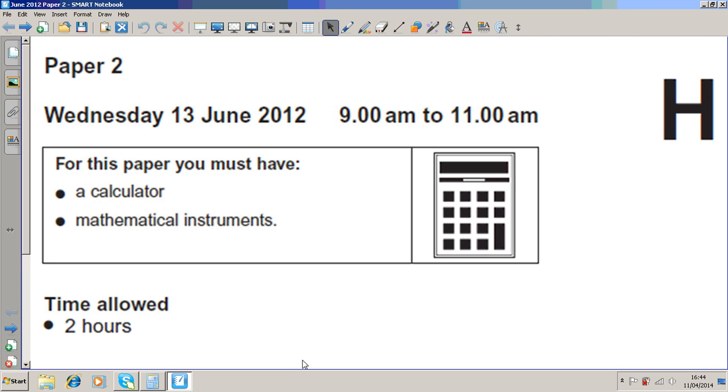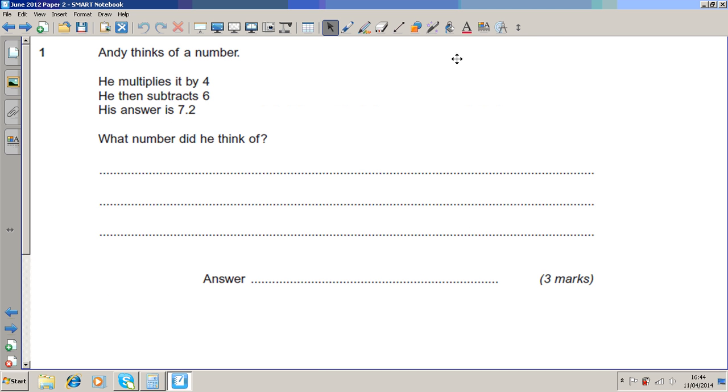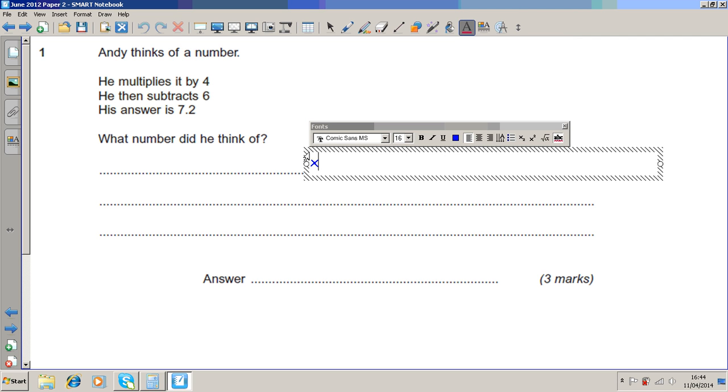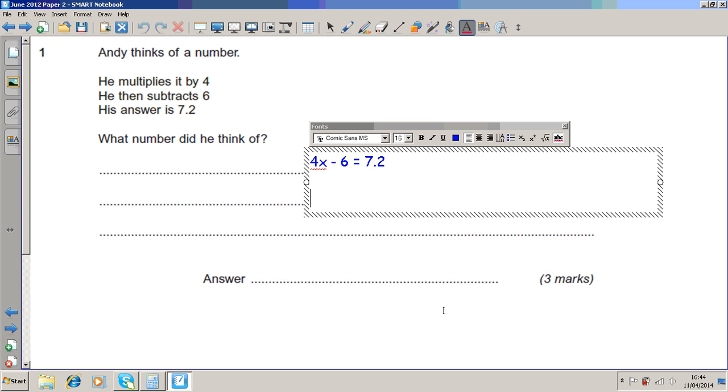Here we go, June 2012, calculator paper 2. Andy thinks of a number. Let's call it x. He multiplies it by 4, then subtracts 6, and his answer is 7.2. Set yourself up in a bit of algebra.